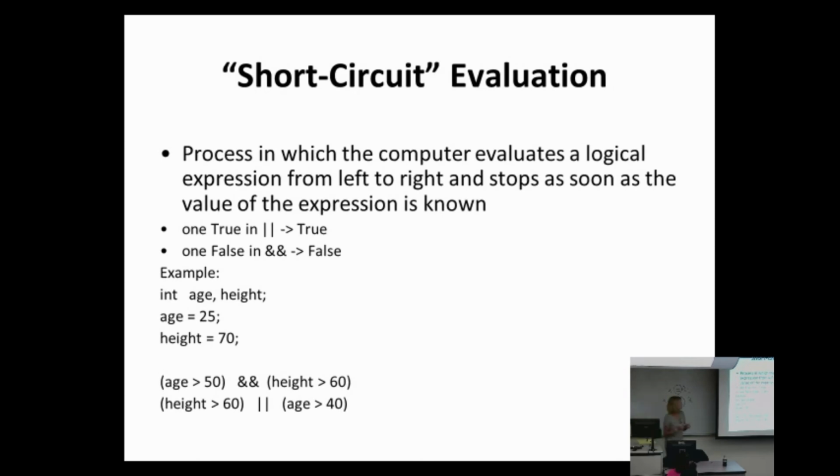Okay, so in the following scenario, if age is 25 and height is 70, can I short circuit this first expression? Take a look at this expression. Don't shout out the answer, please. Let everybody look at it. So if age is 25 and height is 70, can I short circuit when I get to this first expression in the and? Who'd like to try an answer? Teresa?